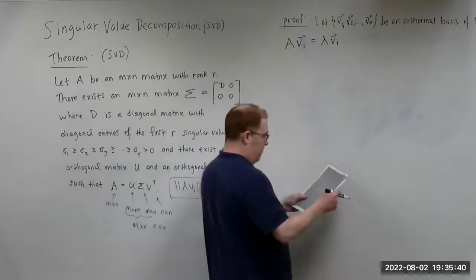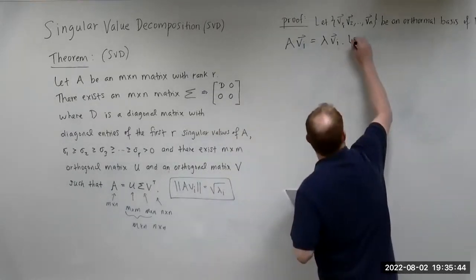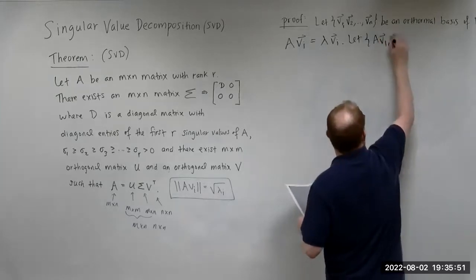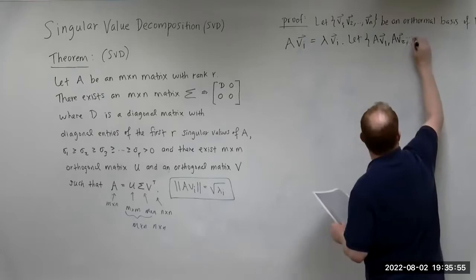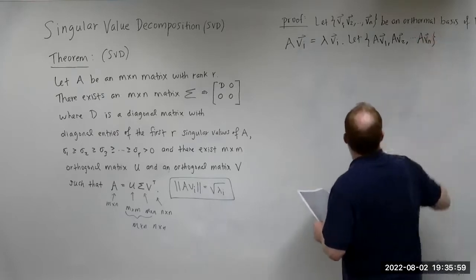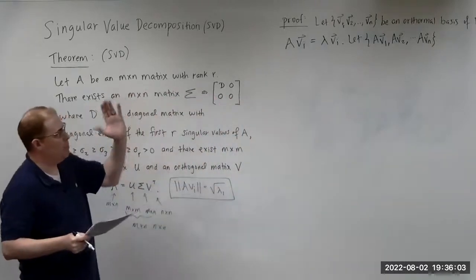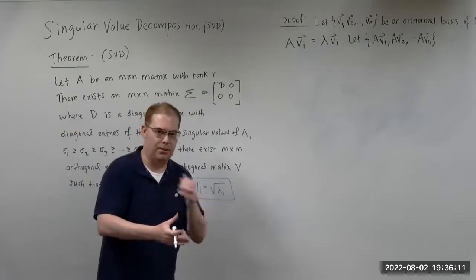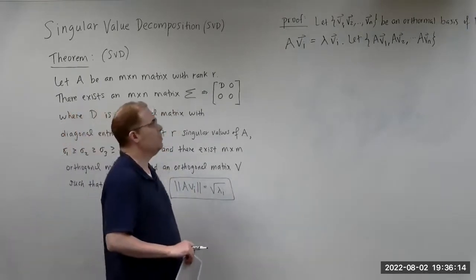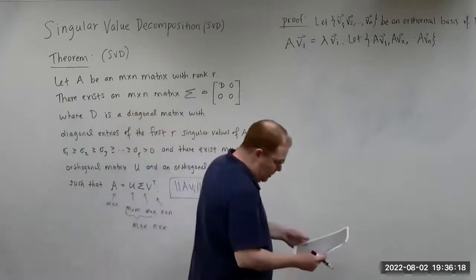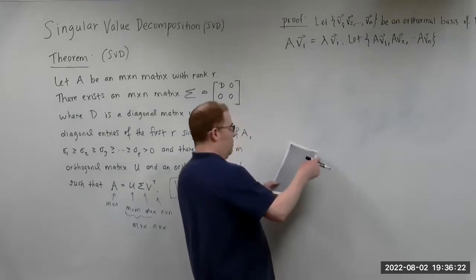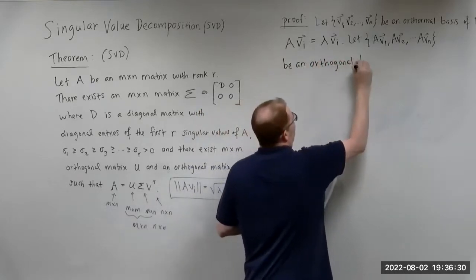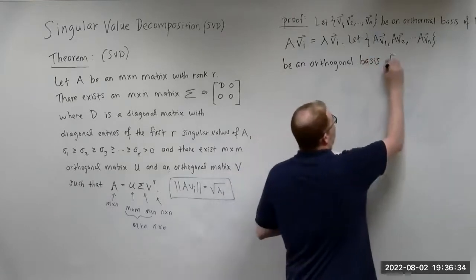Okay, so A is acting on each one of these vectors. Remember, think of A as just a coefficient matrix. That is what's doing the transformation. And so then that's going to be an orthogonal basis for the column space of A.